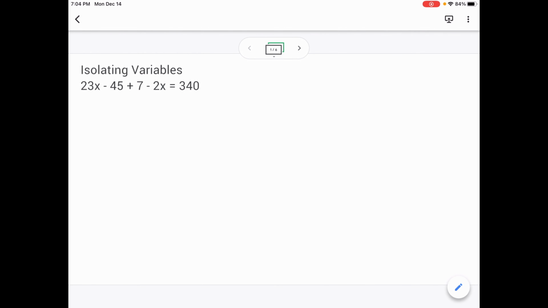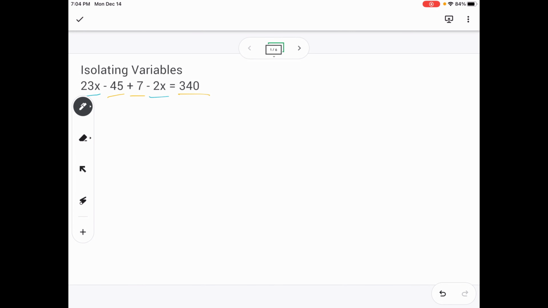Hi friends! Today we're going to be looking at how to isolate variables. Step 1 is to isolate the different terms. So in this question there are two terms. One has an x attached to it as a variable, the other is just a number, a constant.